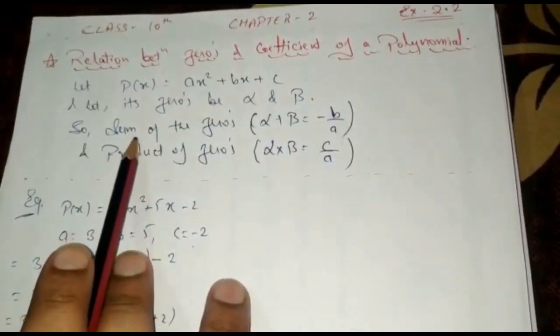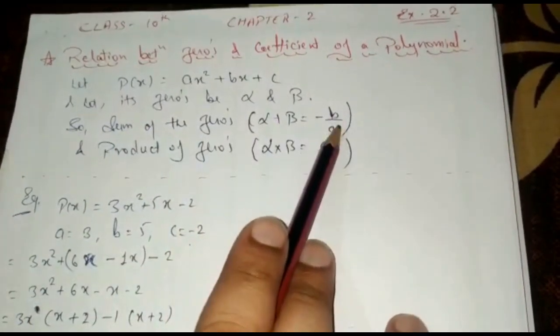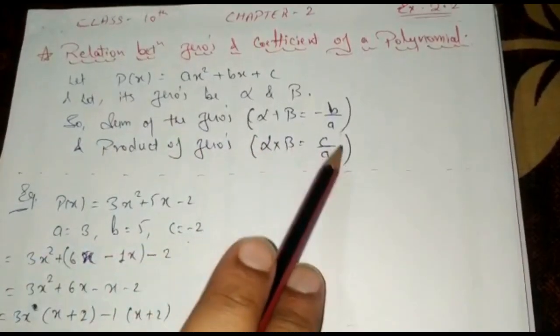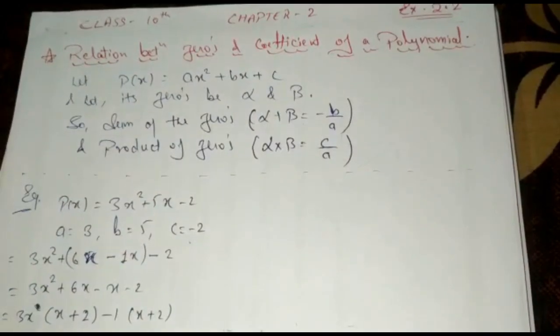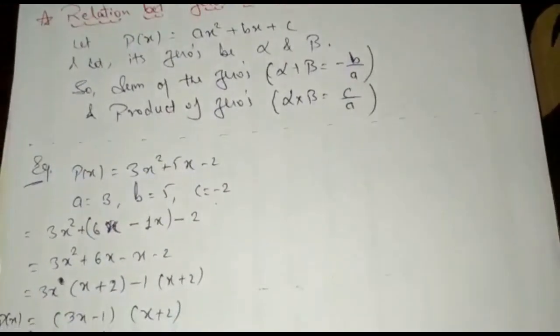So here we have to find the sum of zeros. Sum of zeros will be alpha plus beta, and that will be equal to minus b by a. Product of zeros will be alpha into beta, and that will be equal to c by a. We have to verify this relation between zeros and coefficients of a polynomial.